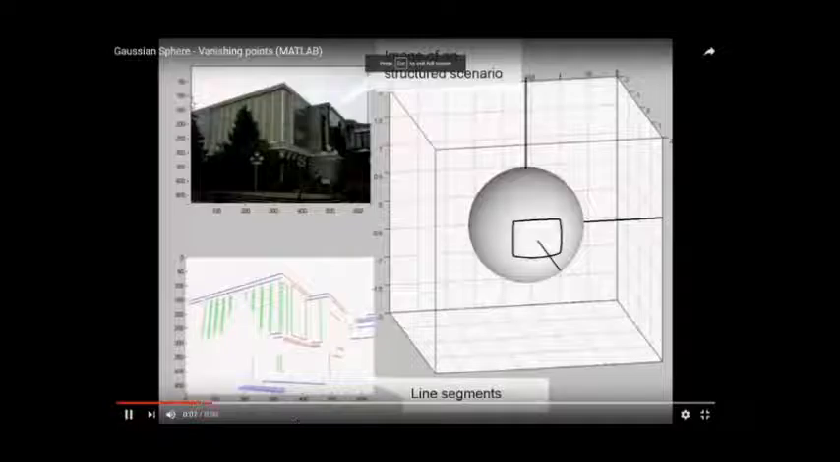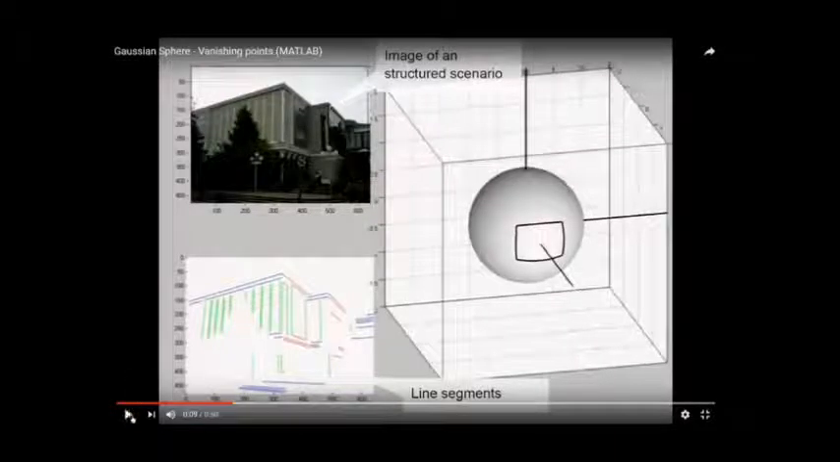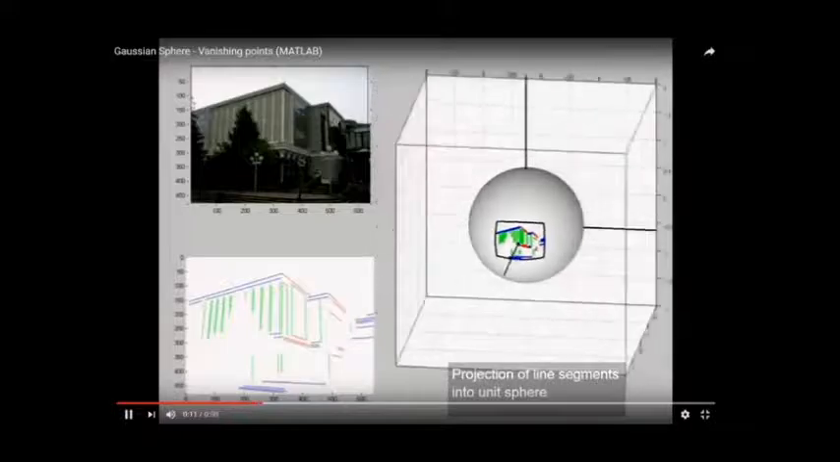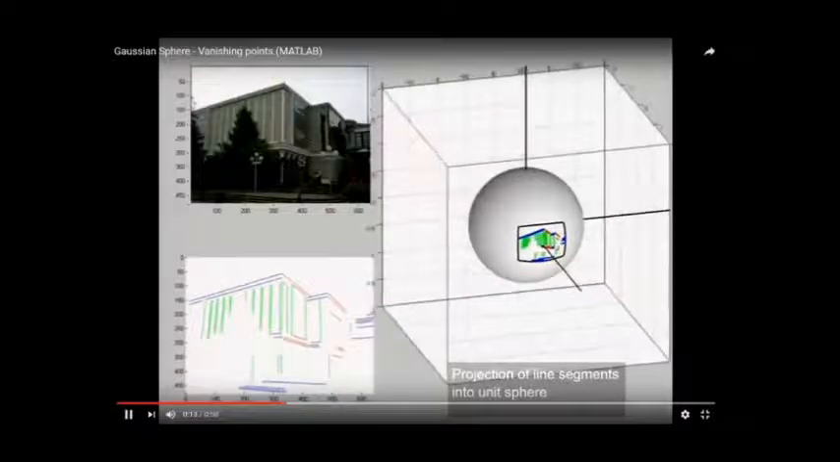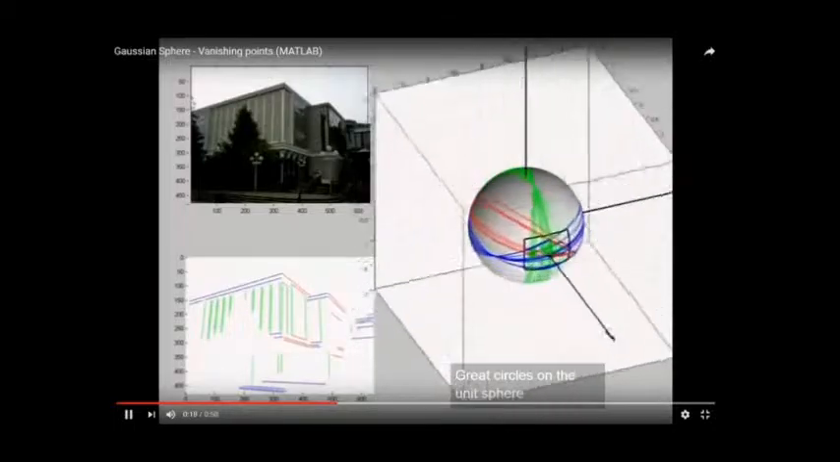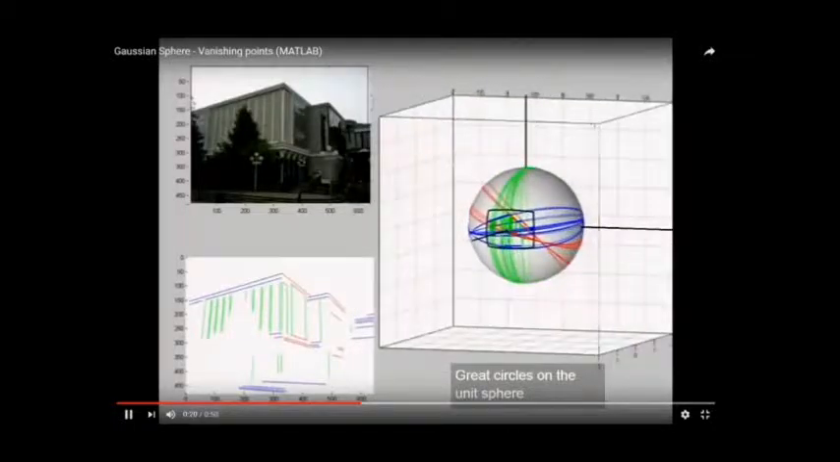It's about vanishing points, and they have implemented their technique in MATLAB. They determine some parallel lines, some horizontal parallel lines, some vertical parallel lines, and then they project these lines on a sphere, right? And then they extend these lines to find some vanishing point. I think this is a very good way of visualizing your vanishing points.